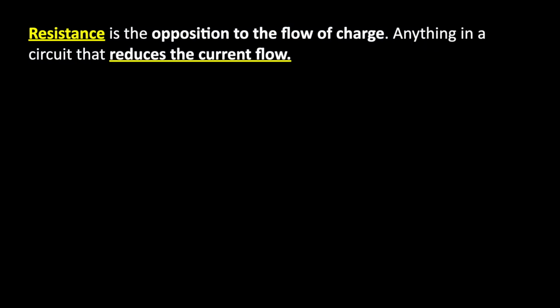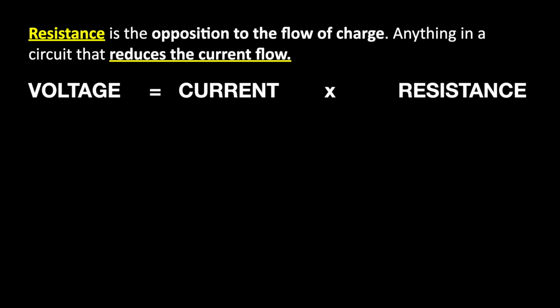So, as we saw, resistance is the opposition to the flow of charge, or the flow of electrons. Essentially, it's anything in a circuit that reduces the current flow. We also saw that voltage, current, and resistance are related by this equation. What this means is, if you want to push a lot of electrons through a circuit very quickly, essentially if you want to have a high current, you're going to need a large force and have a lot of energy, meaning you're going to need a large voltage.